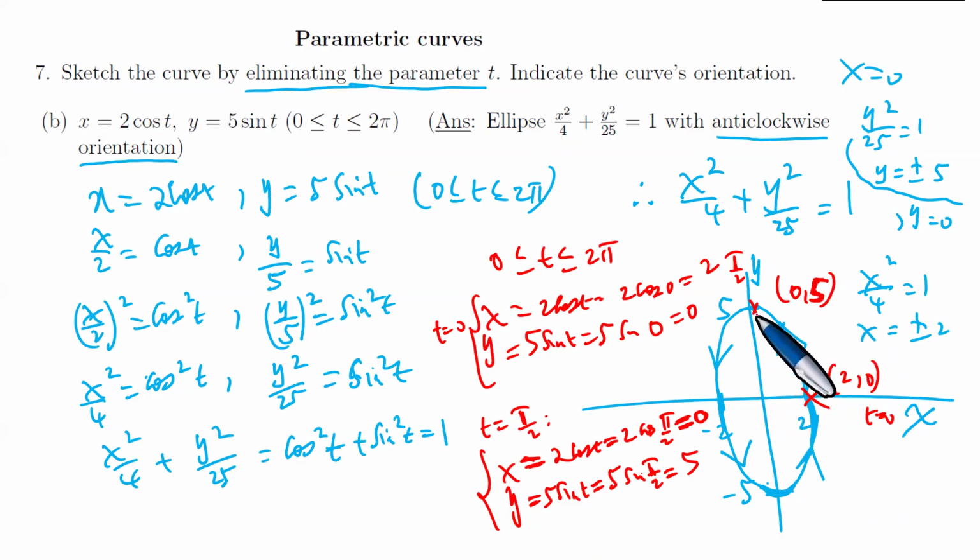When y becomes 5, it means what? You can see, therefore, that the graph runs from this point to this point. So it has an anti-clockwise orientation. Any question on the anti-clockwise orientation?